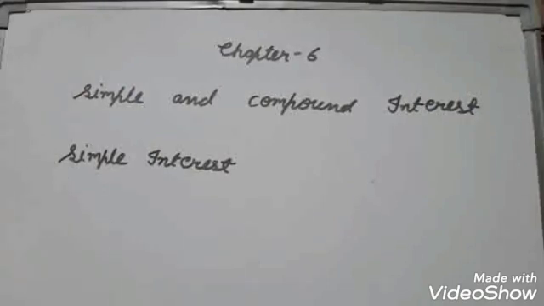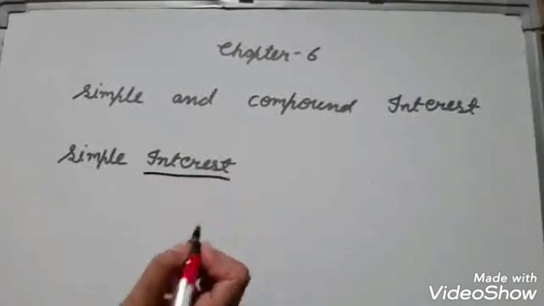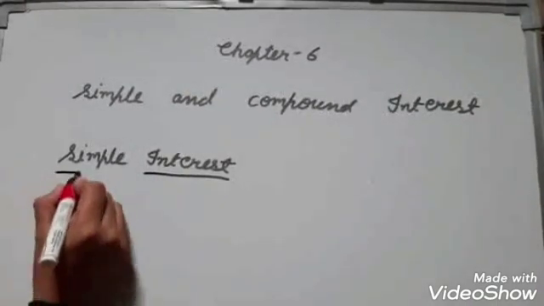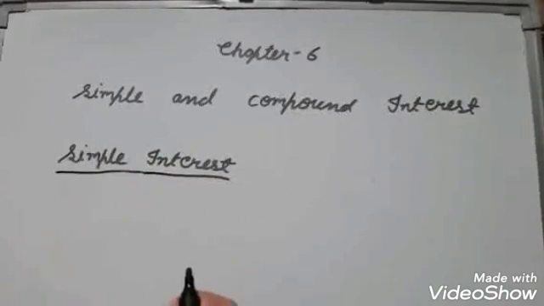Today we are starting the next chapter, chapter number 6, and the name of the chapter is simple and compound interest. First of all, let me explain simple interest. What is interest? Interest is the cost of borrowing money, where the borrower pays a fee to the lender for a loan. And simple interest is a quick and easy method for calculating the interest of the loan.